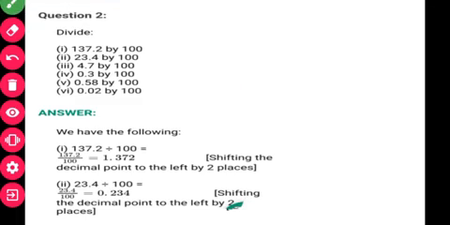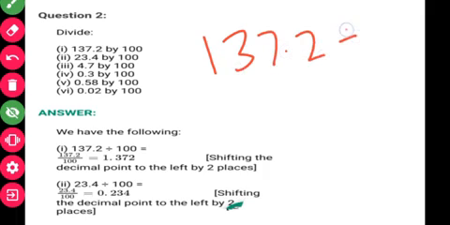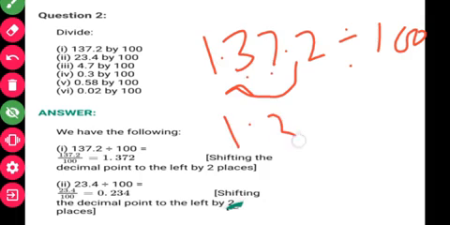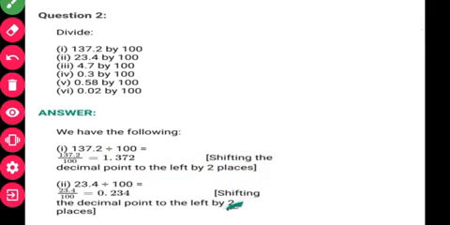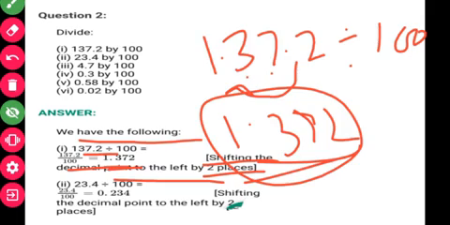So question number 2 is given. Divide 137.2 by 100. So here how many 0s? 2 zeros. So decimal will be shifted 2 places. So answer will be 1.372. Understand? Next, this is divided by 100, then shifting decimal point left by 2 places. So this will be 13.72. Understand?